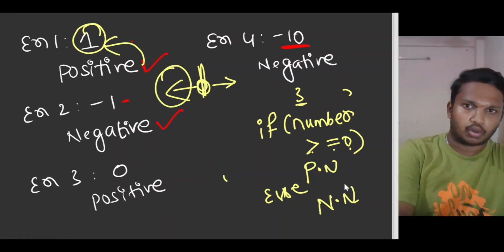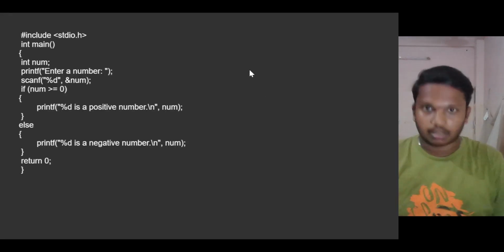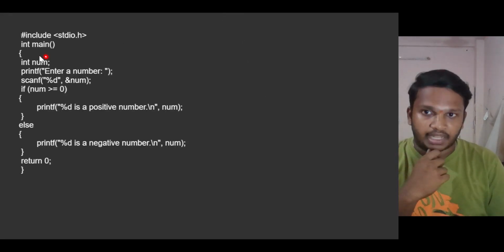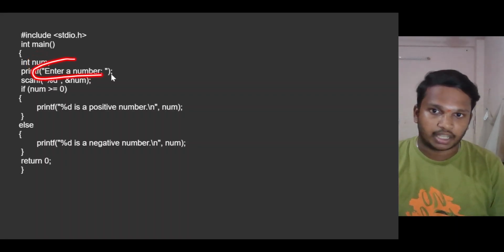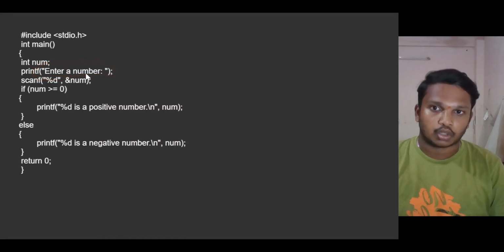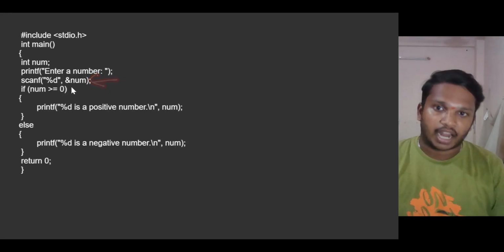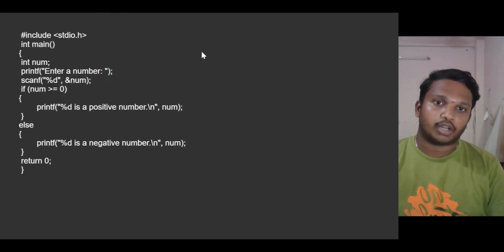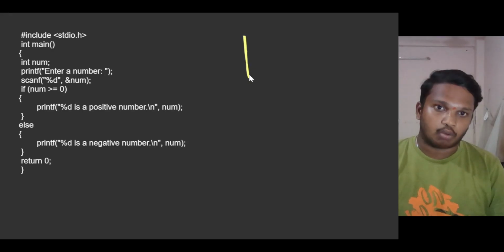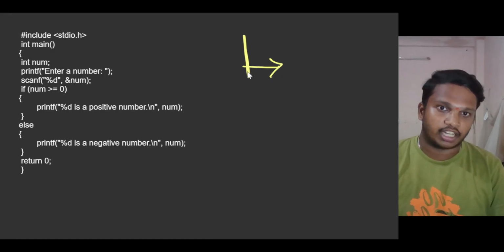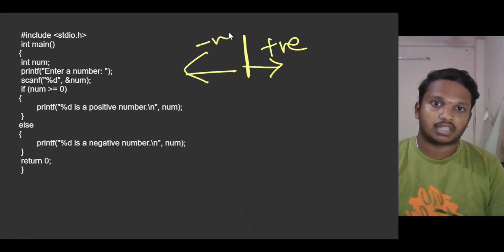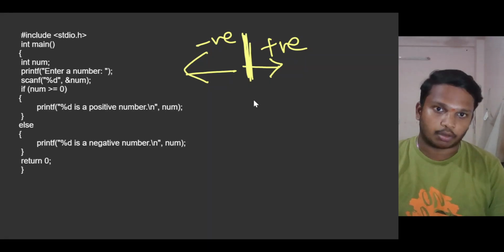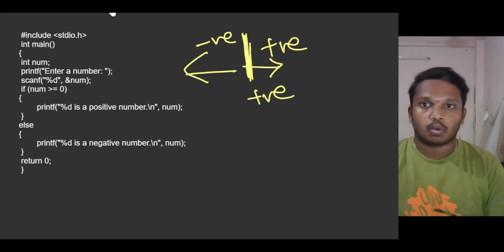So similarly, I wrote the C program. Observe this. First, I am taking one number. As I told, first we need to know the number, and I am asking the user to enter the number. So he is entering the number, and I am using scanf to read that number. If a number is lying equal to 0 or greater than 0, then it is positive, else negative, right? This side is positive and this side is negative, including this line also positive only. Okay.